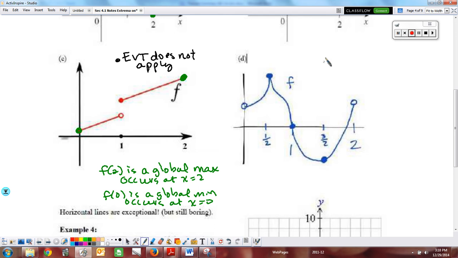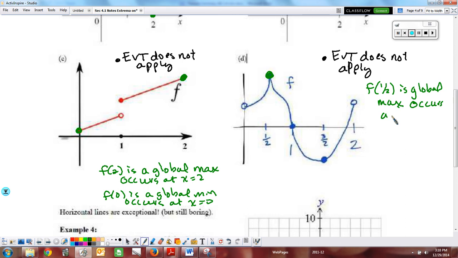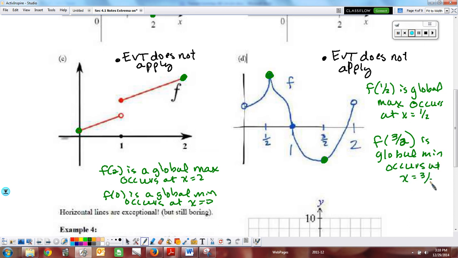And again, another example, EVT does not apply. However, do we have a global max and a global min? Yes, we do. Over here. And again, I don't have any scale over here, so I would say f of 1/2 is the global max, and it occurs at x equal to 1/2. And then right here appears to be our global min, so f of 3/2 is the global min, and that occurs at x equal to 3/2.